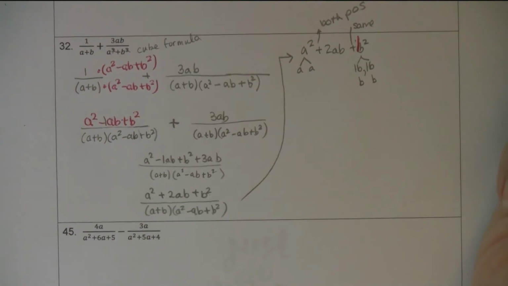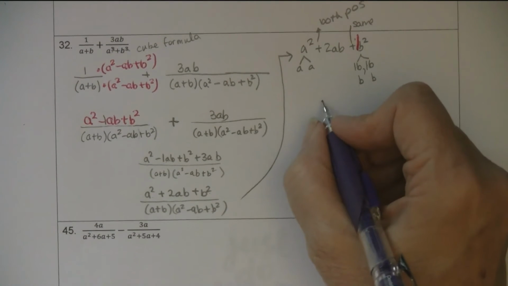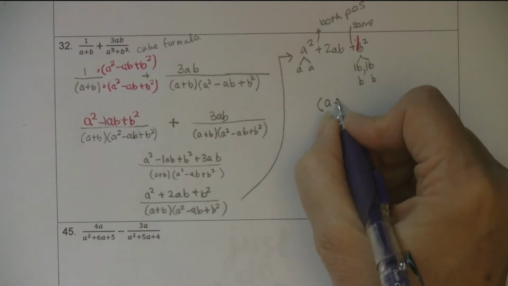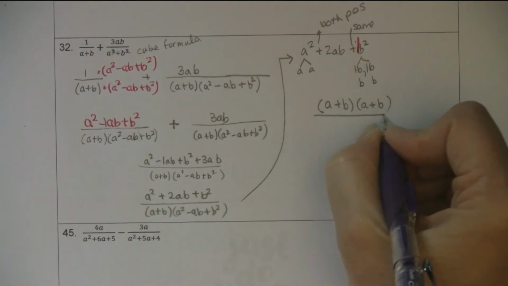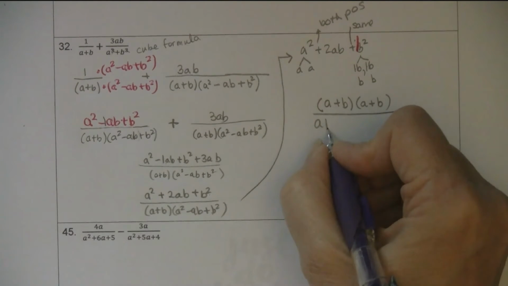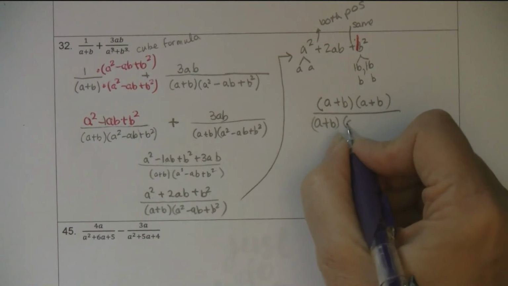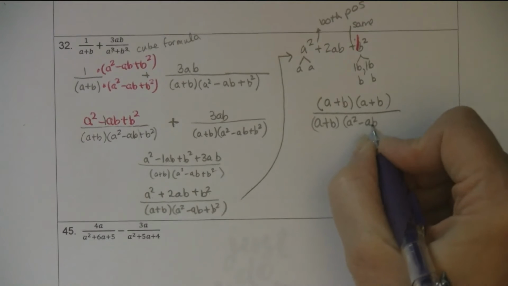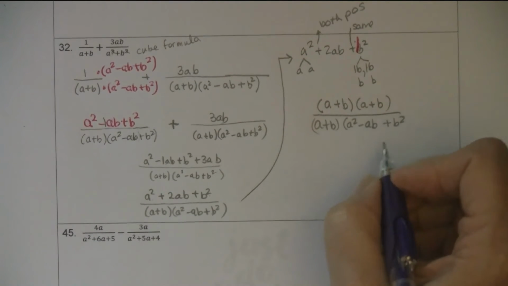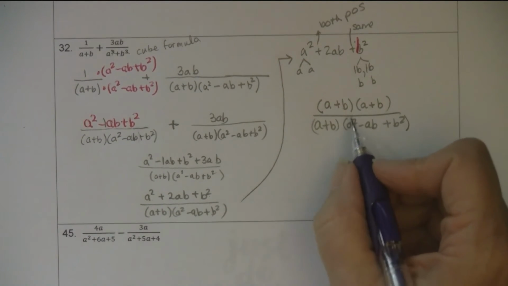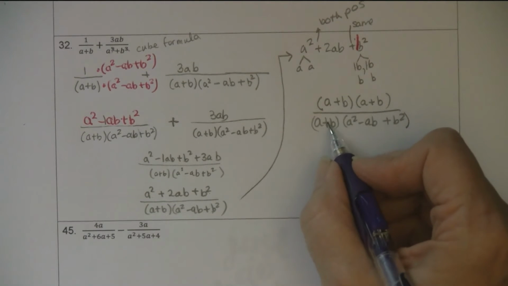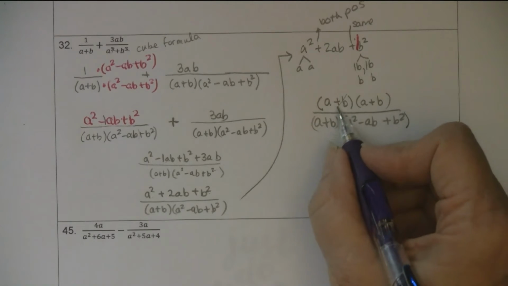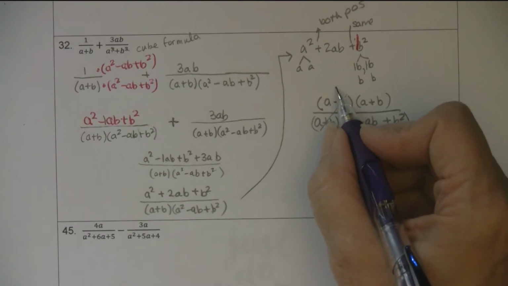Okay, so now we've got this factored, right? We're going to put this in our numerator: a plus b times a plus b. And then our denominator is still the same, a plus b times a squared minus ab plus b squared. So this is a binomial and a binomial that are exactly the same, so you can divide them out, you get 1.